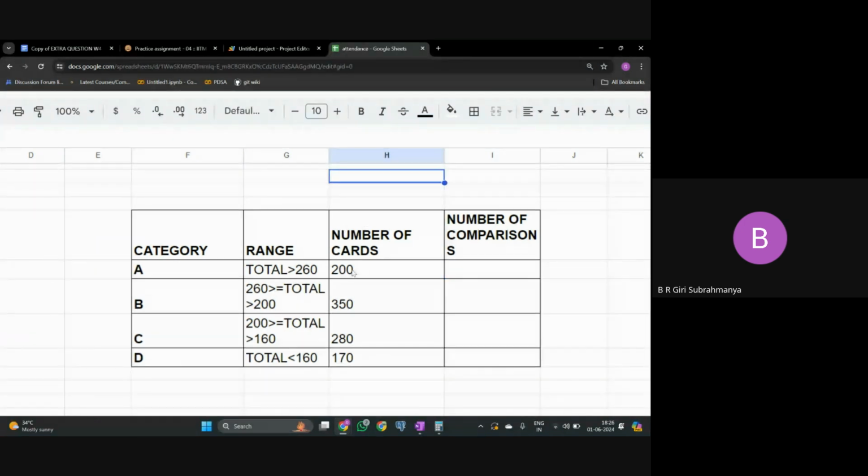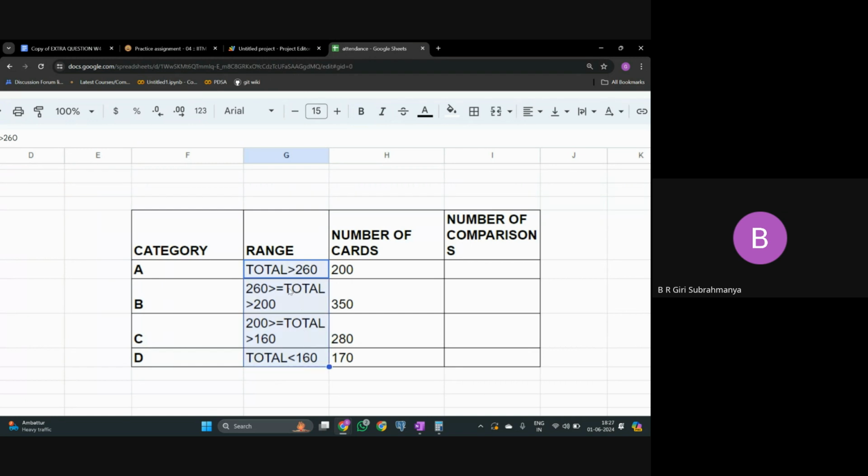Of those 1,000, 200 cards are above 260 marks. The total marks of 260. We move them to bin A or category A. 350 cards were lesser than or equal to 260 but greater than 200. So we move them to bin B. 280 cards were lesser than or equal to 200 and greater than 160, we move them to category C. And 170 cards were lesser than 160, we move them to bin D.